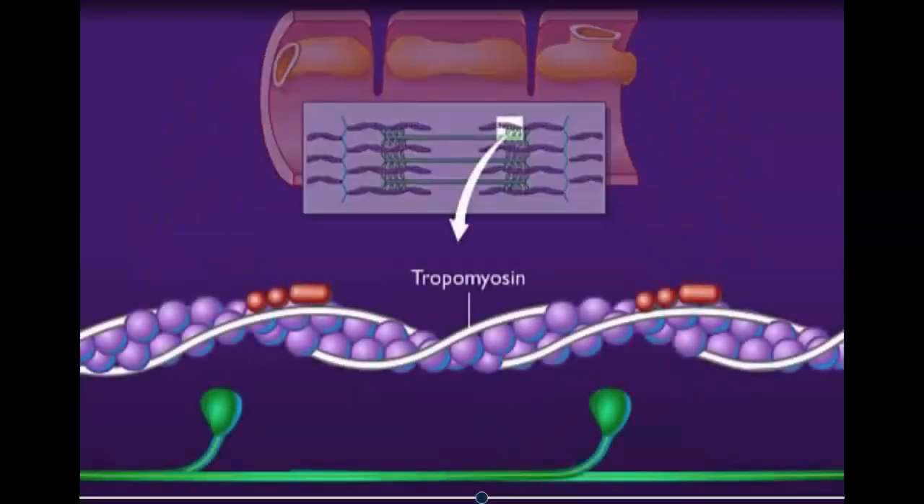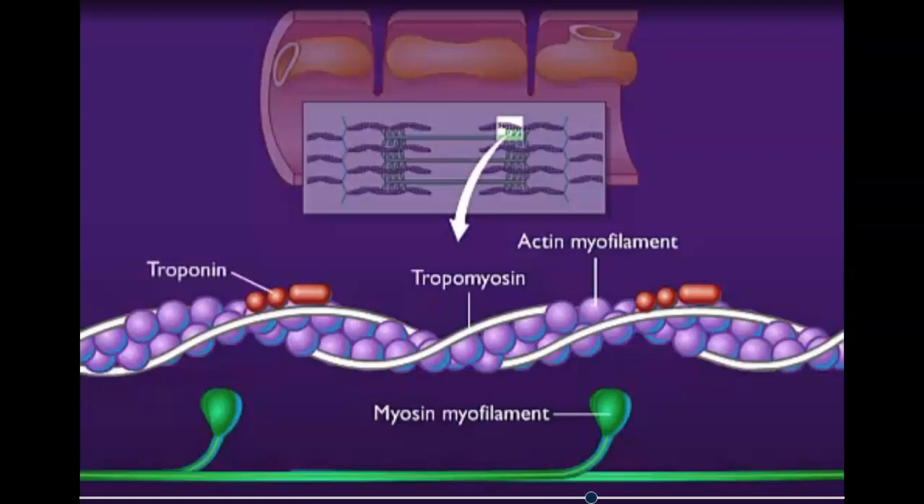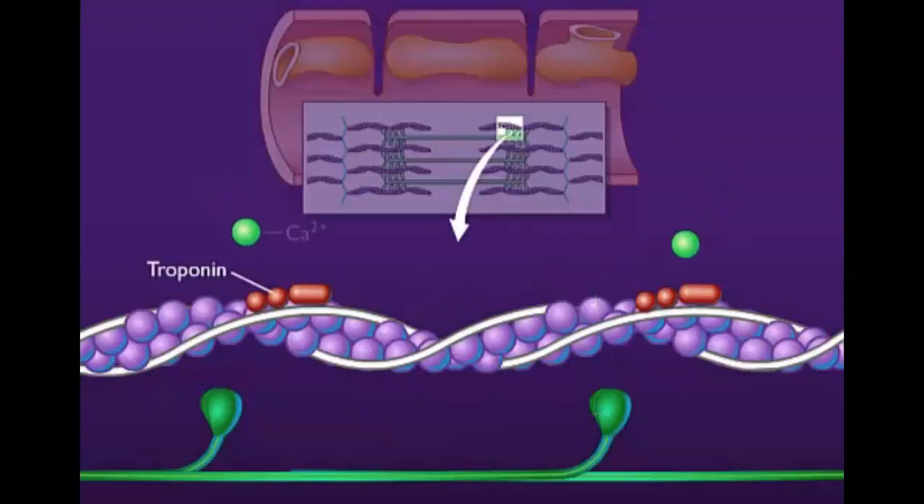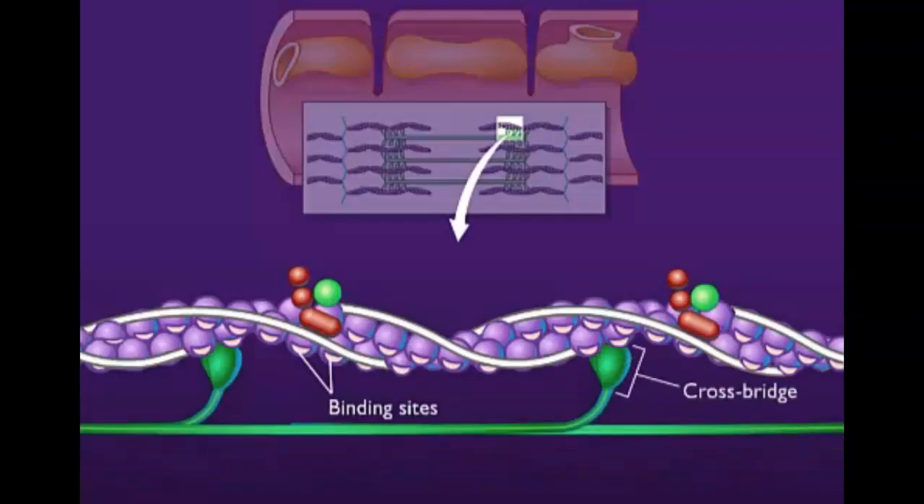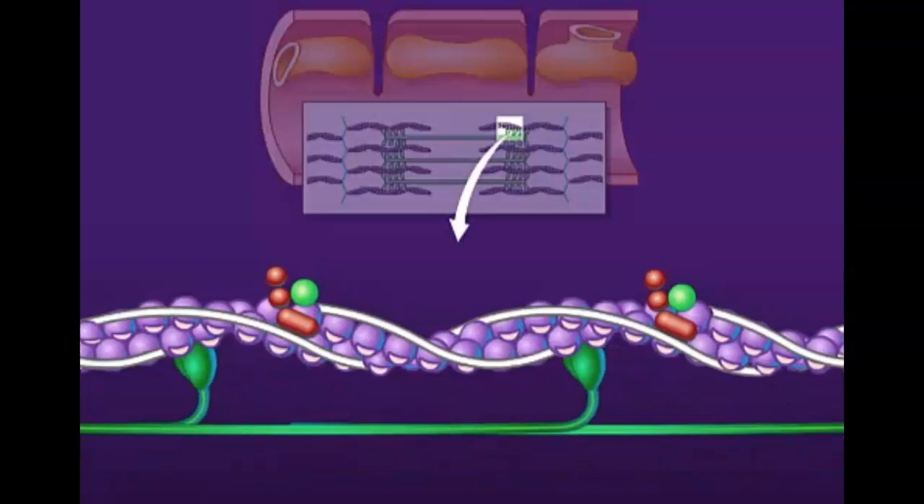Long filamentous tropomyosin proteins lie on 2 sides of the actin myofilament, covering up the sites where myosin can bind to the actin myofilament. So this information is going to be new, but I think it'll be a nice little preview into the coming slides. Globular troponin proteins are attached to the tropomyosin. When calcium ions bind to troponin, this causes troponin to change conformation and move the tropomyosin. When the tropomyosin moves, this uncovers the myosin binding sites on the actin, allowing myosin heads to bind and form cross bridges. The cross bridges play a role in muscle contraction.